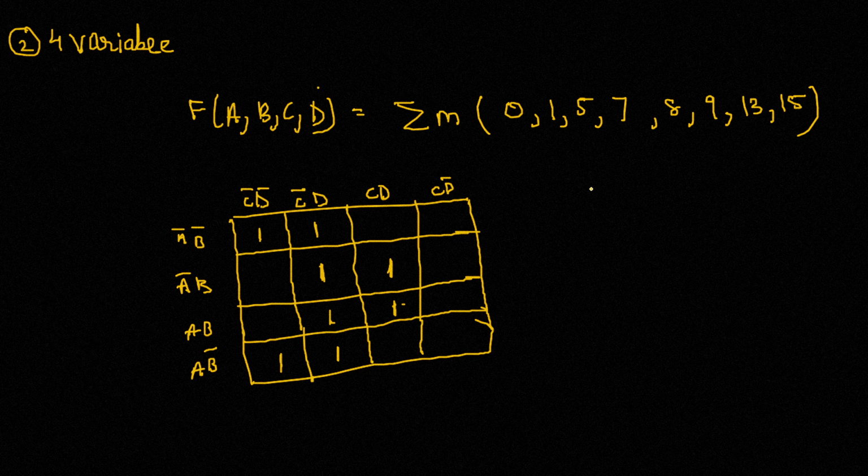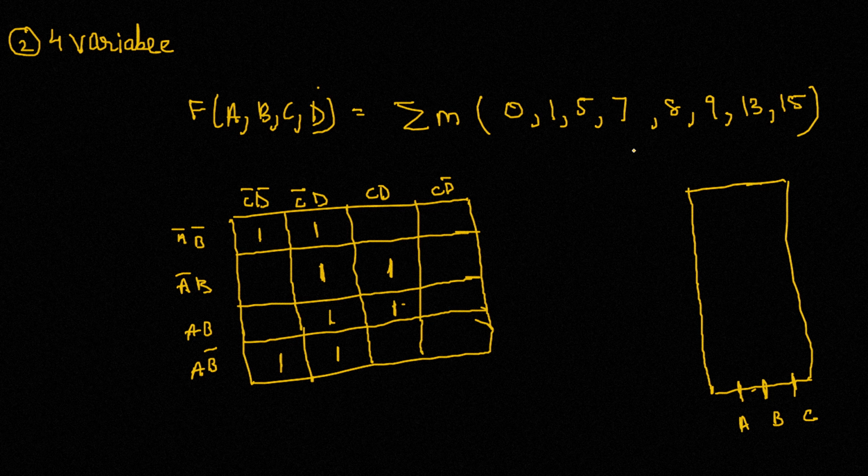Right. Now simultaneously let's take an 8 cross 1 mux with inputs A, B, and C. Right. So now we have 8 input lines.